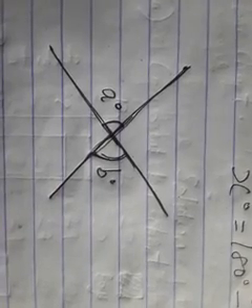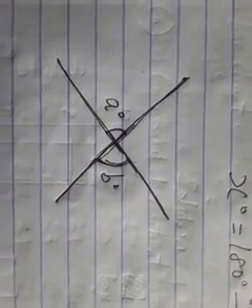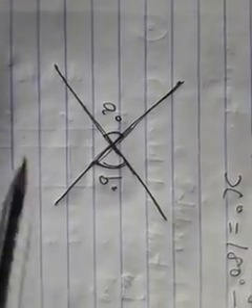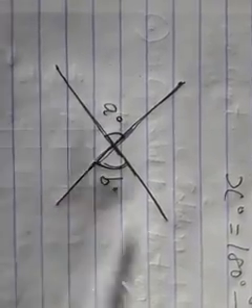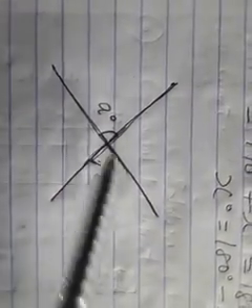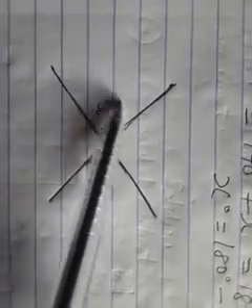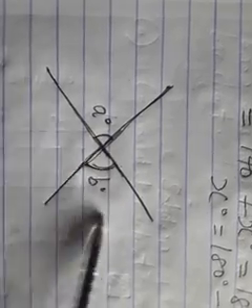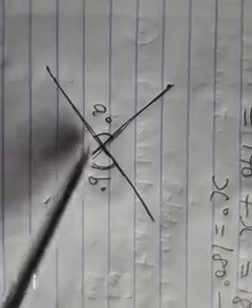The second one I want you to know is called vertically opposite angles are equal. When I say opposite angles, you can look at this diagram. A is opposite to B. So therefore, A degree is the same thing as B degree. Vertically opposite angles are equal.